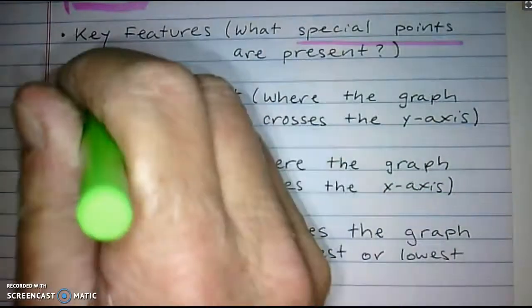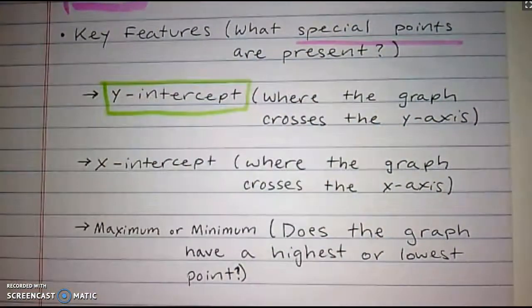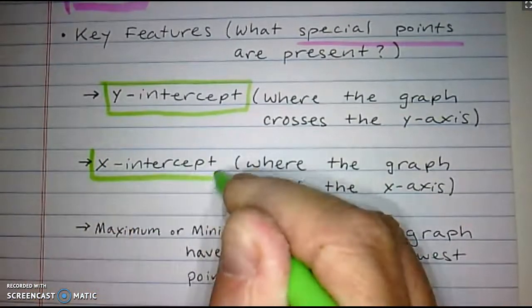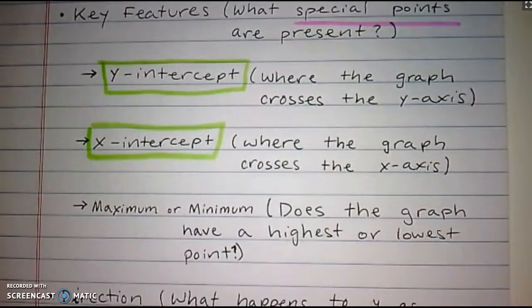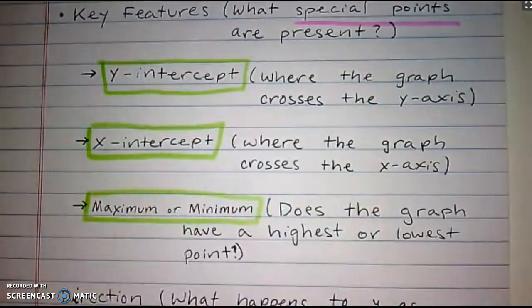We're going to be talking about the y-intercept, which represents where the graph crosses the y-axis. We're going to be talking about the x-intercept, which is where a graph crosses the x-axis. And finally, we might say some other words such as maximum or minimum, which would be where a graph might have a highest or a lowest point.